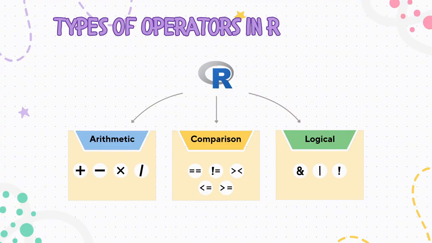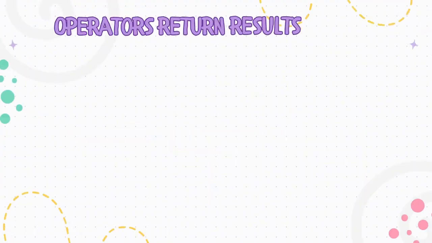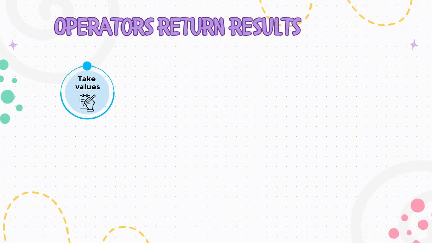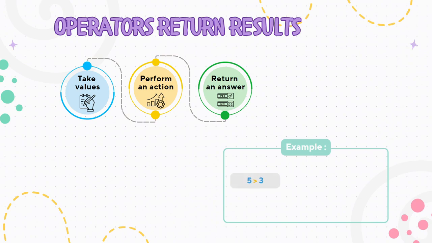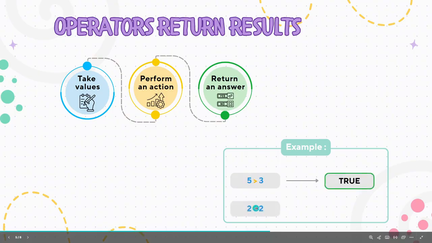Well, before we work with operators physically inside of our compiler, let's know that operators return results. Operators don't just sit there. They take values, they perform an action, and then they return an answer, often true or false values. Now this becomes important when we filter data and make decisions later. So for example, a comparison operator is being used right here, that is 5 is greater than 3. This will return a true value. And an arithmetic operator, that is the plus, or let's say the addition operator, will return a value of 2 plus 2, which will be 4.